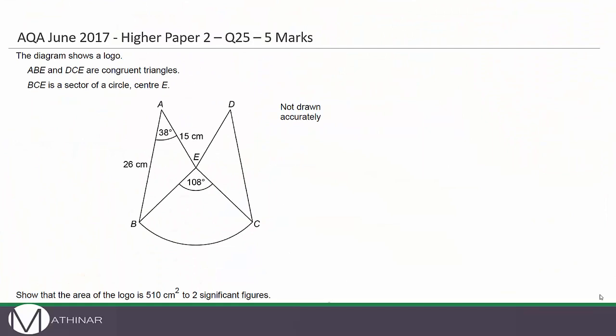Let's have a look at this question. It's from AQA June 2017, higher paper number 2, question 25, which is worth 5 marks. The diagram shows a logo. ABE and DCE are congruent triangles and BCE is a sector of a circle with center E. Show that the area of the logo is 510 centimeters squared.